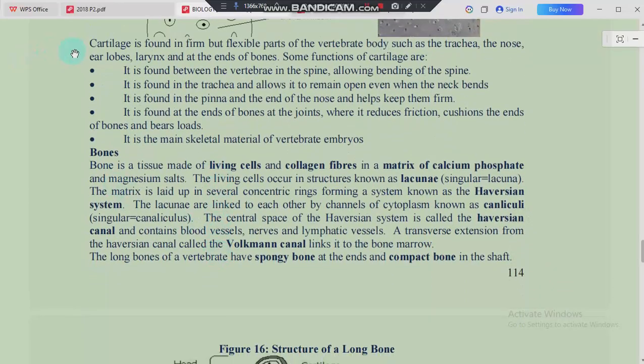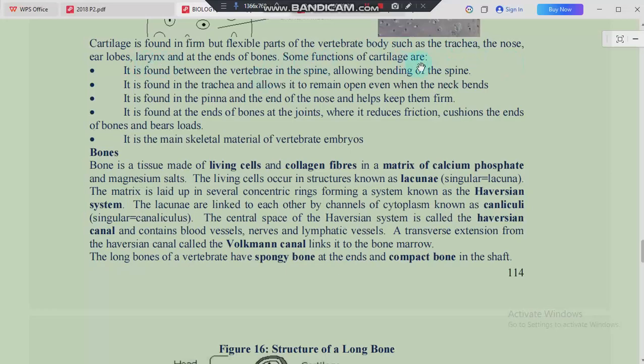So when we talk about cartilage that is found in animals, this one is usually firm but flexible in some parts of the vertebrate body, such as the trachea, the nose, the earlobes, the larynx, and at the ends of bones. So when we talk about all these parts, the earlobes, the larynx, the nose, and the trachea, this is where we can find some cartilage, and also the larynx. I hope I mentioned that one.